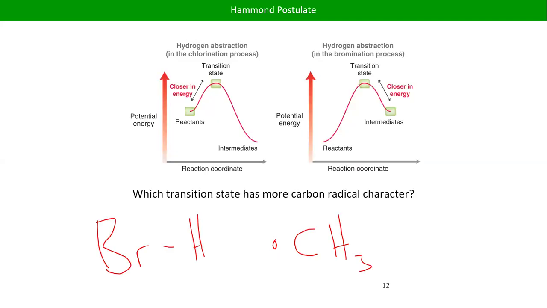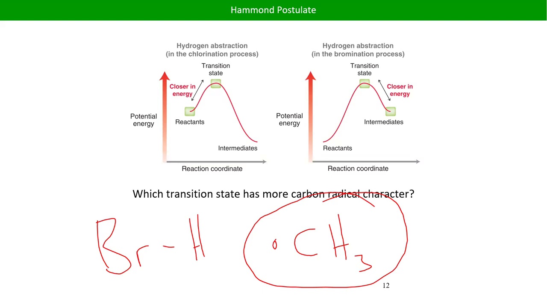So why does that matter? That's okay. It's a weird idea. Why do we care about it? Because this also helps explain why bromine is a lot more stereoselective. I'm sorry, not stereo, regioselective. It's a lot more picky about which hydrogen it grabs. Because if the bromine pulling off the hydrogen is going to make a radical, we're going to try to make the most stable radical possible.